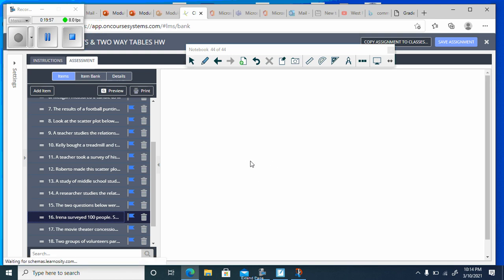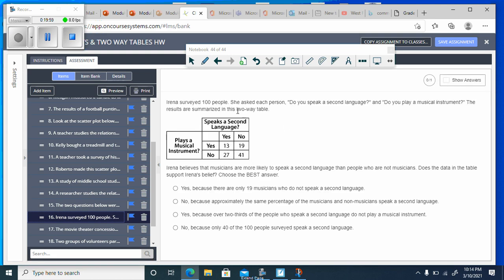Irene surveyed 100 people. See, they don't have our totals here or here, do they? You have to add those yourself. She asked each person, do you speak a second language? Do you play a musical instrument? The results are summarized in this two-way table. Irene believes that musicians are more likely to speak a second language than people who are not musicians. Does the data support her claim?